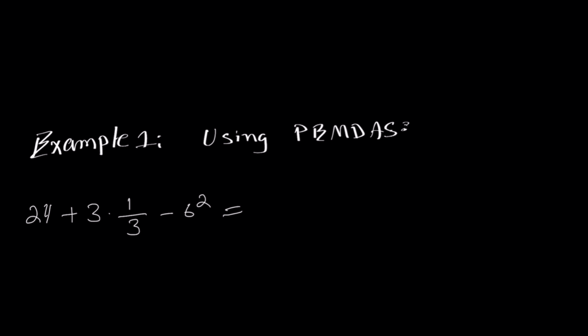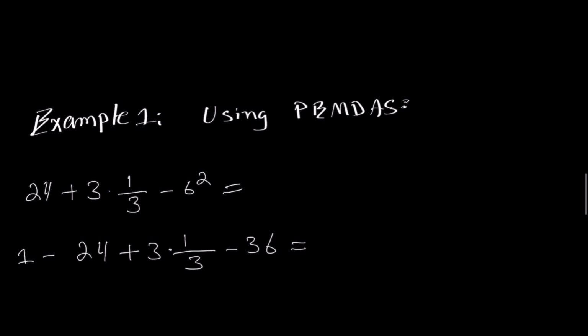Okay, so this one has a fraction also. It says using PEMDAS solve this: 24 plus 3 multiplied by 1/3 minus 6 squared. We always take care of the parentheses first and exponents second. Since we don't have parentheses, we will take care of the exponent first. So 24 plus 3 times 1/3 minus 6 squared, which is 36.